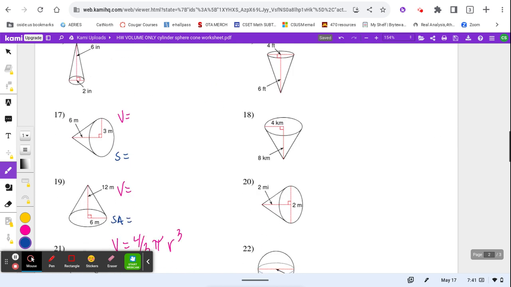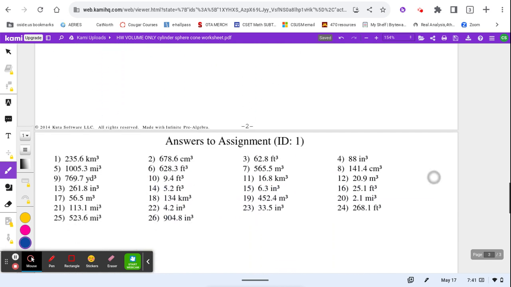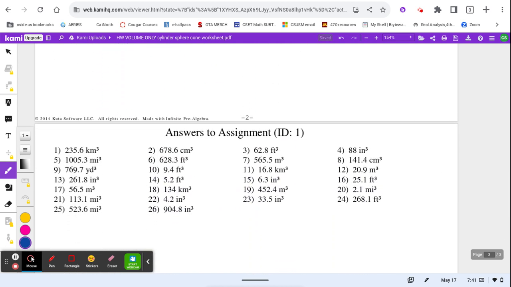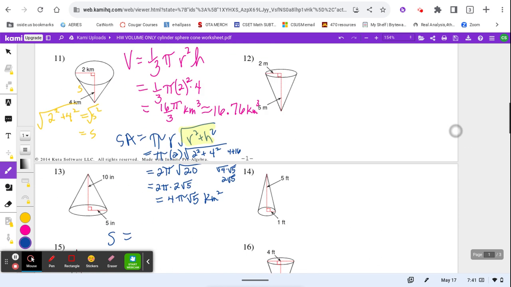And I do just want to point out that the answers are down here, but the answers are given in decimal form only, but I still want these pi answers before you get to that decimal point, okay? Anyways, so we're going to go 4 pi root 5.